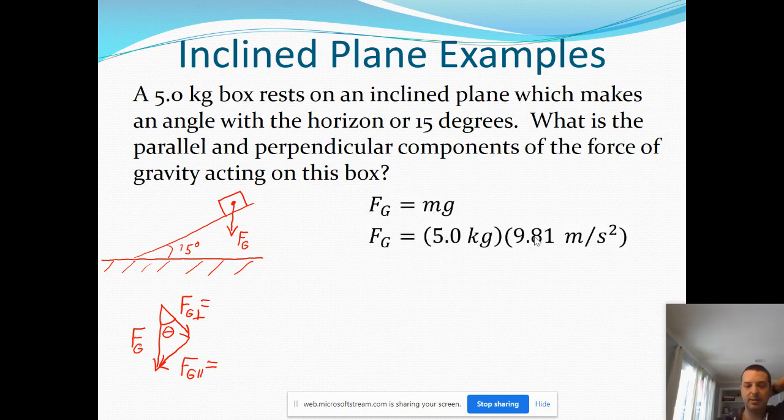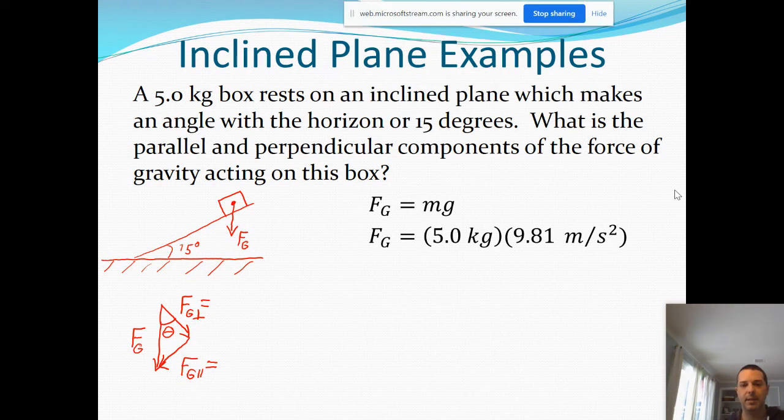So let's go ahead and look at solving this problem. First, we're going to find what the force of gravity is. And to do that, we're going to take the mass of the object multiplied by acceleration due to gravity. So it's a 5 kilogram object multiplied by 9.81. And we end up getting a force of gravity of 49 newtons. Now that we know what the weight of the object is, the force of gravity of the object being 49 newtons, now we can go and try to find what the components are.